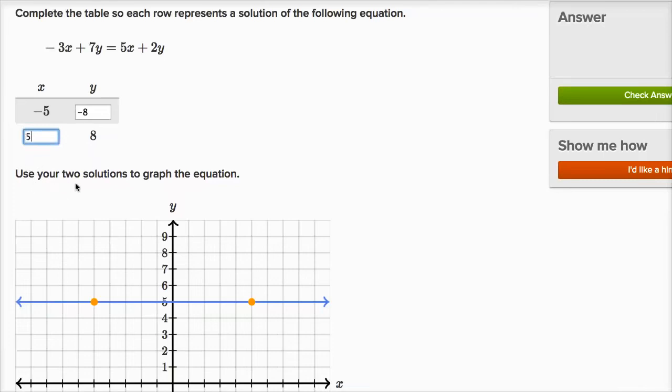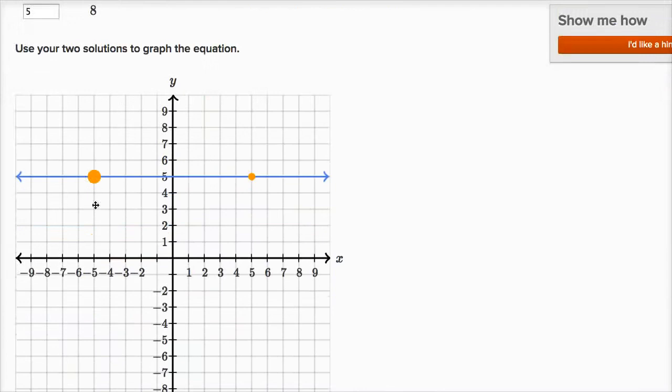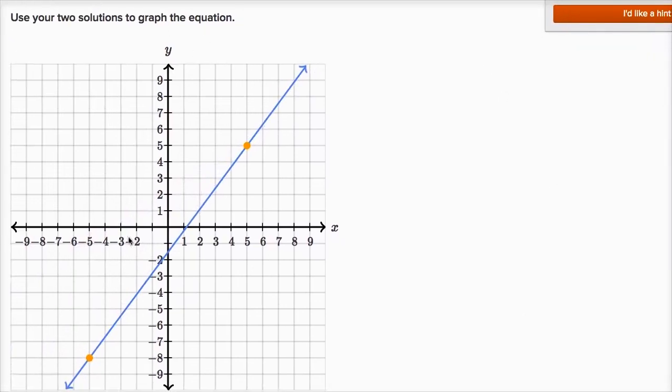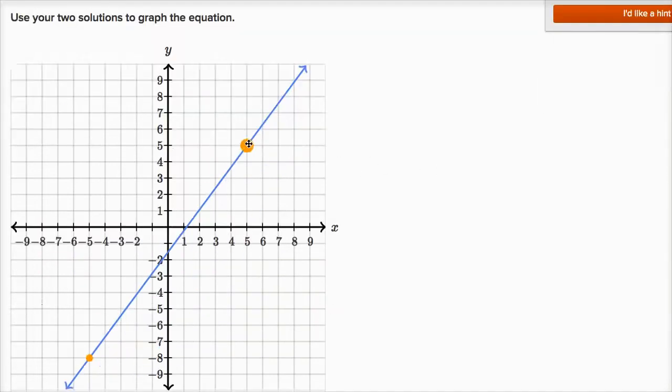Now they ask us, use your two solutions to graph the equation. So let me use my mouse now. To graph the equation, when x is -5, y is -8. So the point -5, comma -8. So that's right over there. Actually, let me move my browser up so you can see that. When x is -5, y is -8. And when x is +5, and we see that up here, y is +8. And we're done.